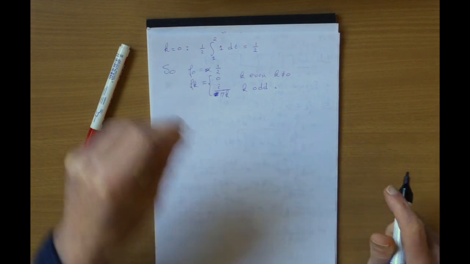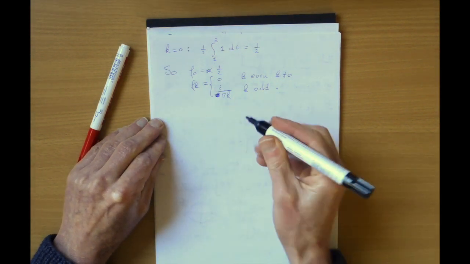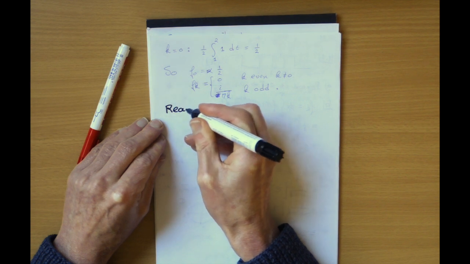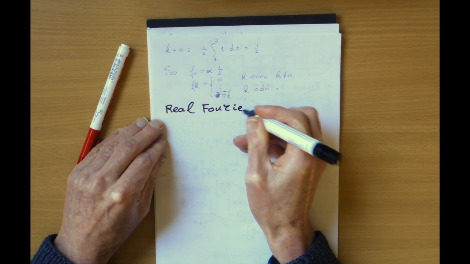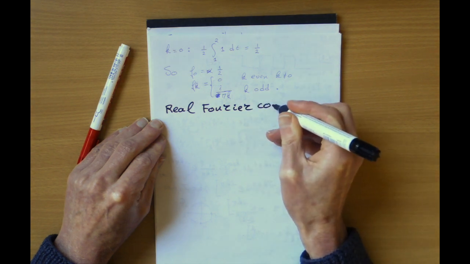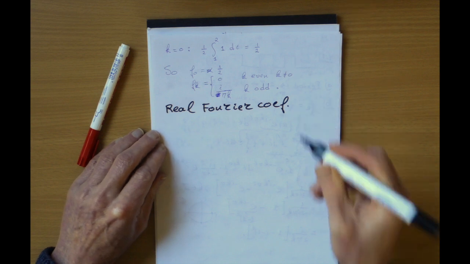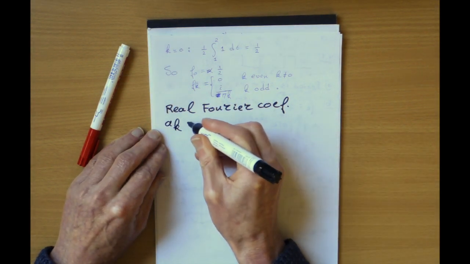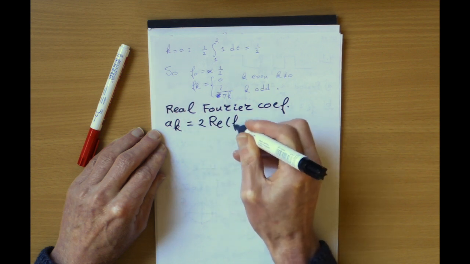What I want to explain now are two things. The real Fourier coefficients, so let's start with that. Real Fourier coefficients. How do I get them? The A_k is 2 times the real part of F_k.